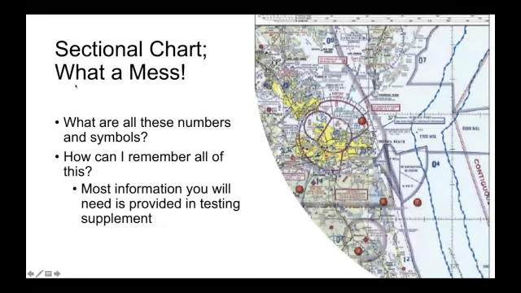Sectional charts, you know, what a mess. It looks like my spaghetti when I make it. It's all just mixed up. Yeah, but the numbers all mean something. How can you remember them?